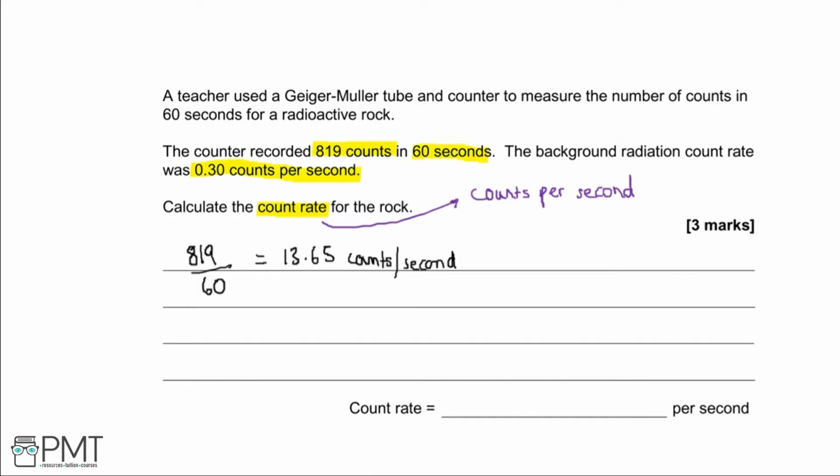And they've also given us the background radiation count rate. So we use this piece of data and we subtract this from 13.65. We do this because the overall count rate that we've recorded is 819 counts per 60 seconds. This includes both the count rate from the radioactive rock and the background radiation. Therefore, what we need to do is subtract 0.3. So 13.65 minus 0.3 gives us 13.35 counts per second, like so.